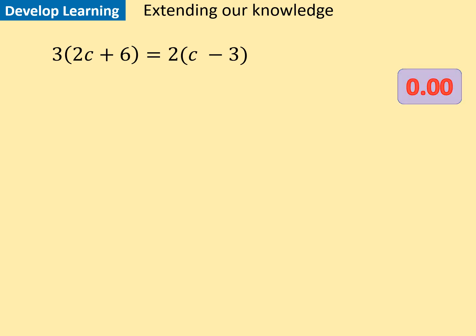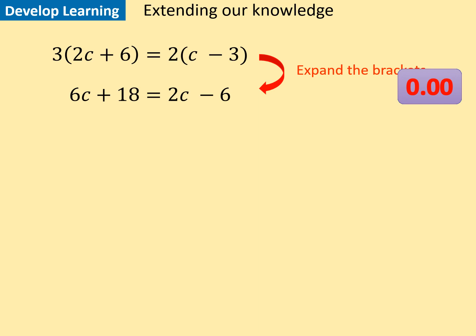Okay, that's your 2 minutes up. Let's have a look at the answer. So the first thing I told you to do was to expand the brackets. If you expand the brackets correctly, you would have got 6x plus 18 equals 2c minus 6. So now we have a familiar equation to the one in the prior example.